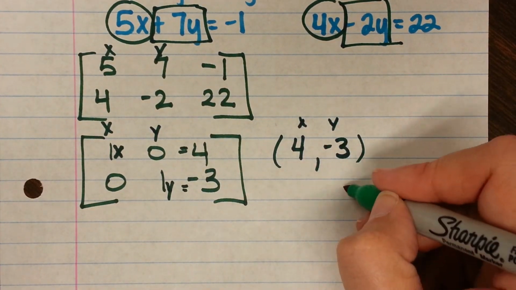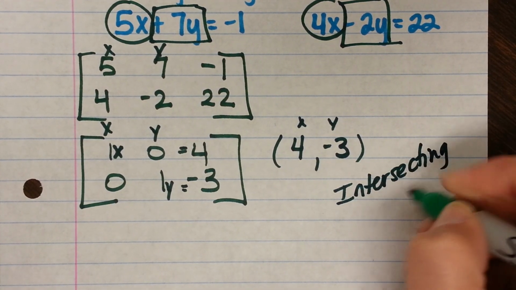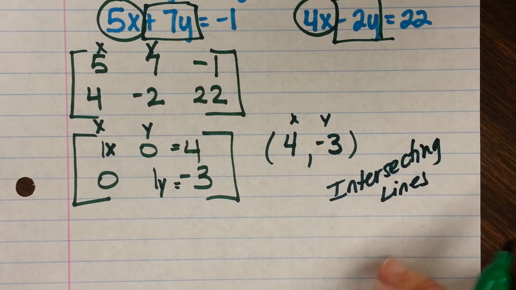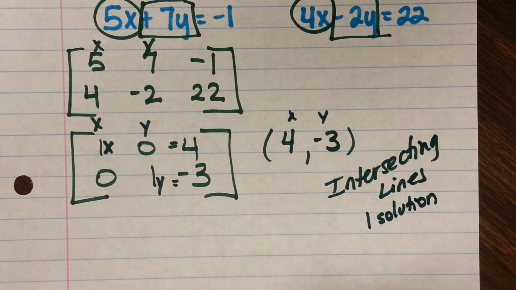So since we got one solution, these must have been intersecting lines. And when they are intersecting lines, they have only one solution. And this is the one solution that we got.